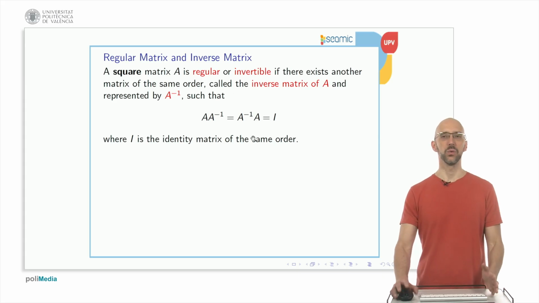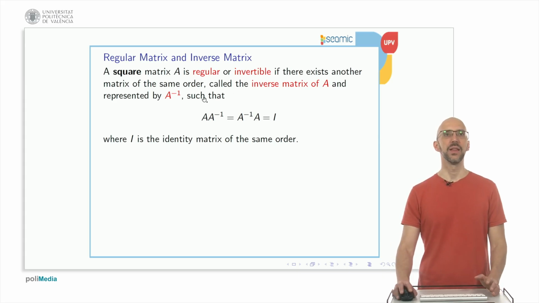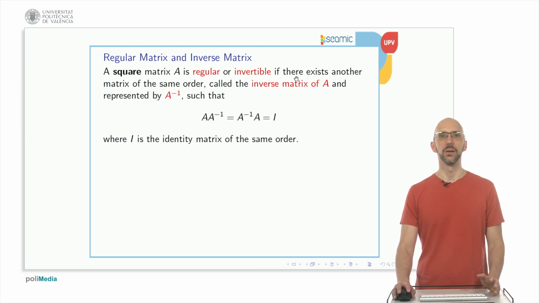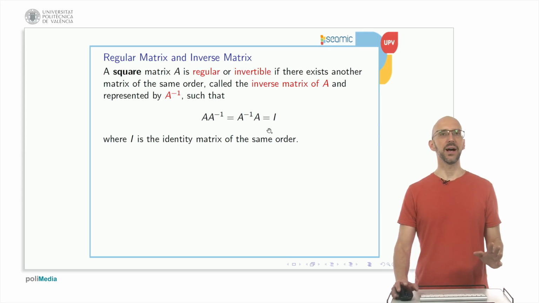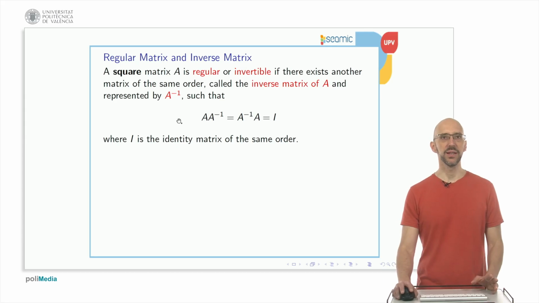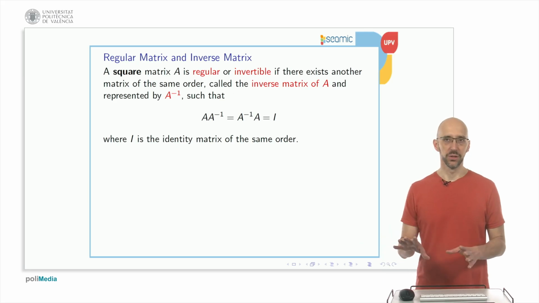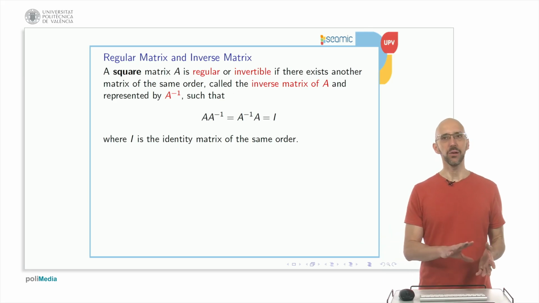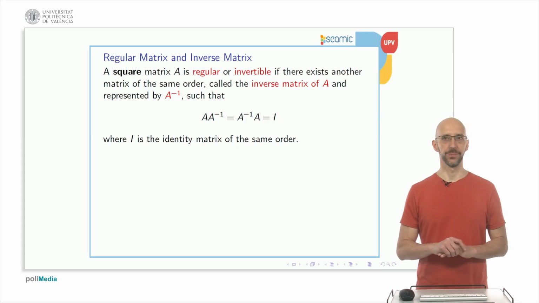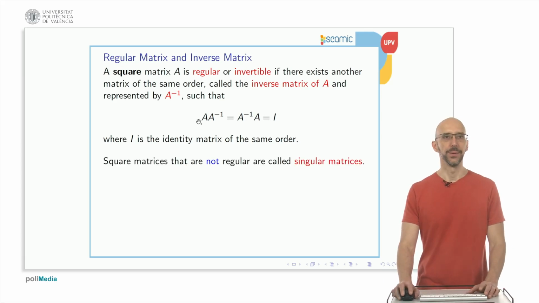When this happens, when I can find the inverse, the square matrix A is called regular or invertible. Nothing more than that. If you just understood this idea, I'm very happy, because this is the main idea of the inverse matrix. This is the definition. Calculating it is a little bit more complicated. Come, let's keep going.